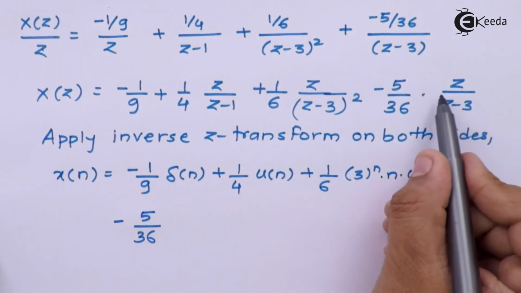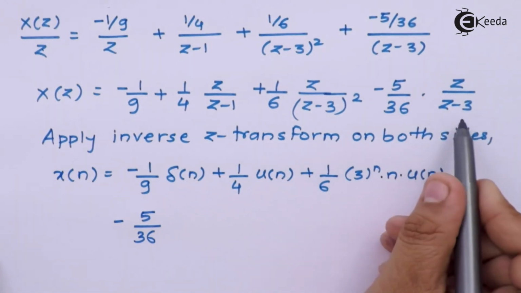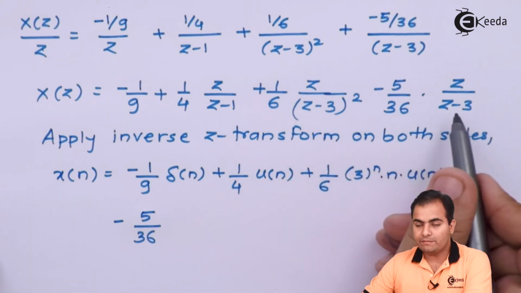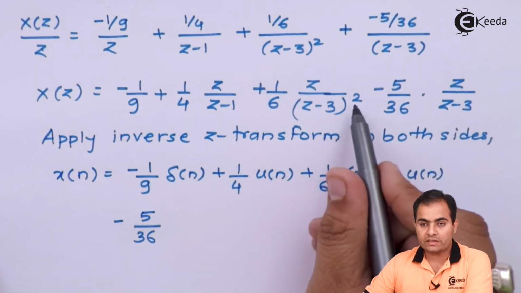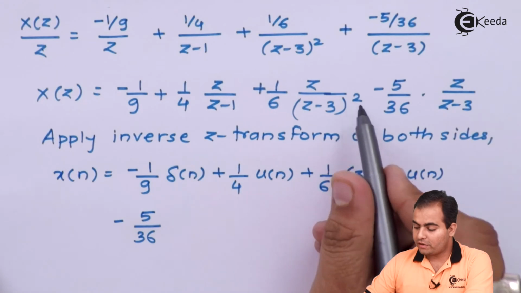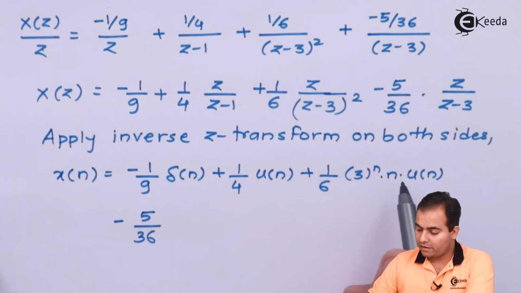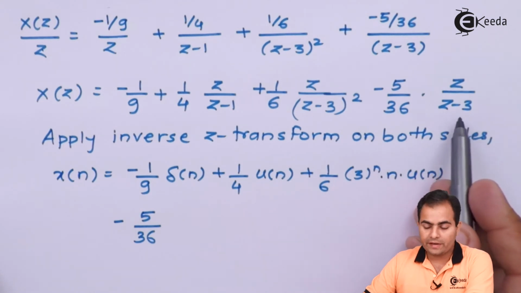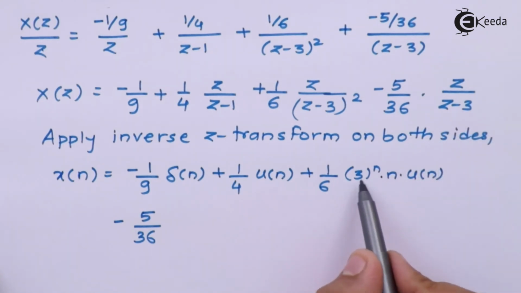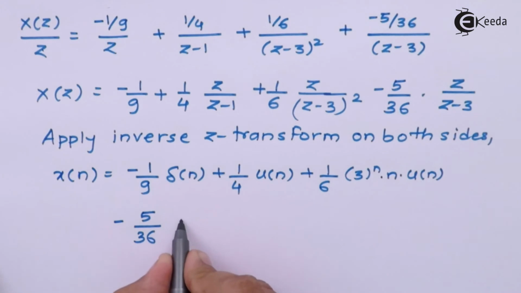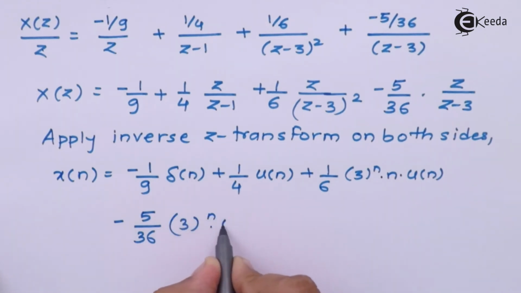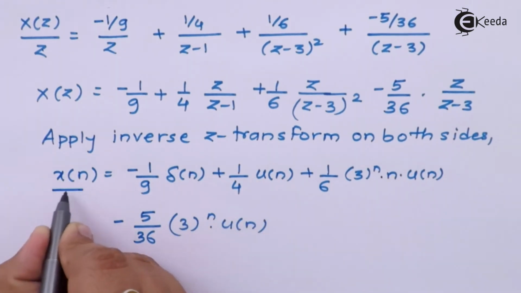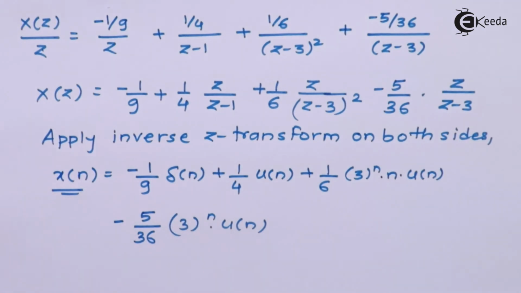What we can say? Here we have z upon z minus 3. Now both the terms are simple and same, only thing is here the order is increased by 1, because we are multiplying u of n by n, or you can say because of the differentiation property. But right now here we don't have any n, so the result is 3 raised to n into u of n. And this is nothing but the inverse z transform of X of n.